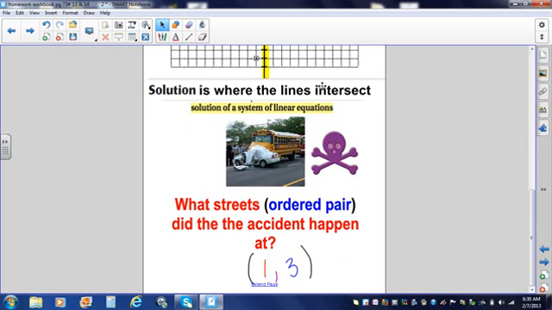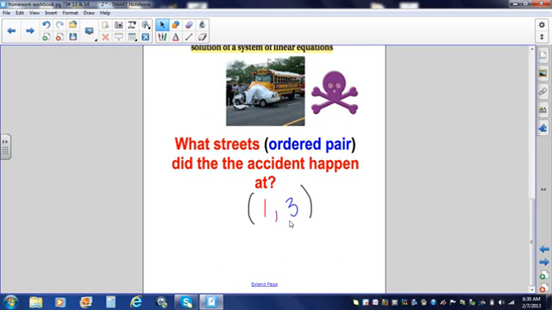The solution is where the lines intersect. What ordered pair is the street where the accident happened at? Yeah, that's what I said all along. 1, comma 3. Start using a Q-tip.